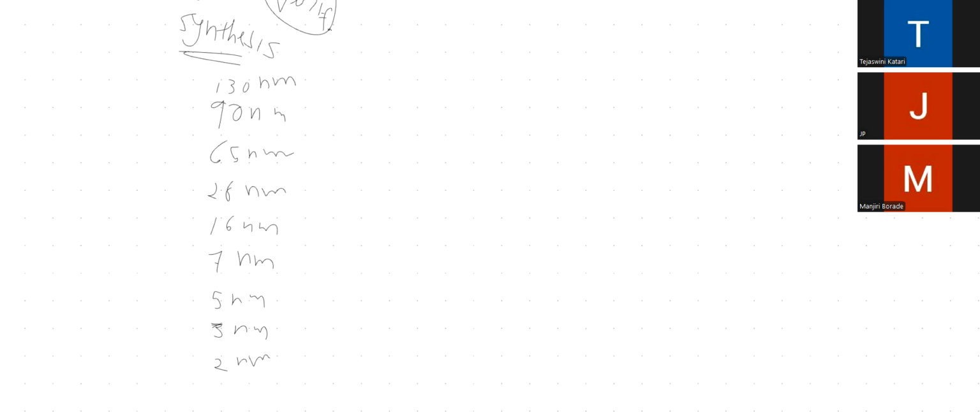Okay, basic question: what is this technology node? What do you mean by 90 nanometer, 65 nanometer? Any idea? So this is the size of the chip, right, sir? No, no. A nanometer is very small, right? A chip cannot be that small. Any other answer?